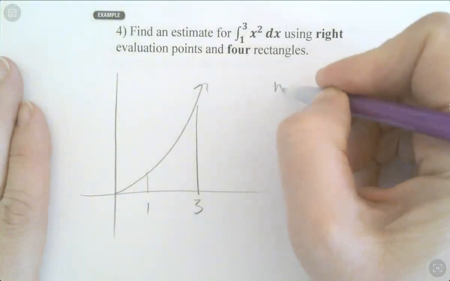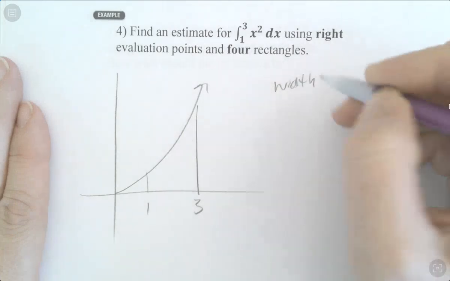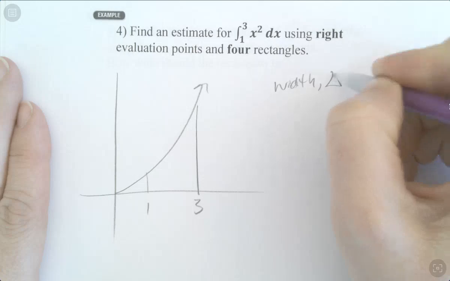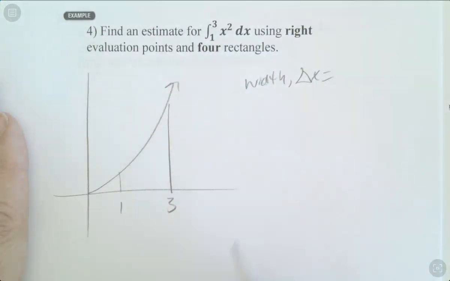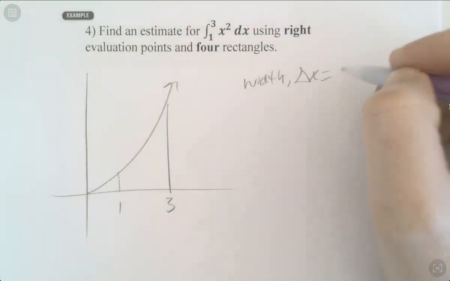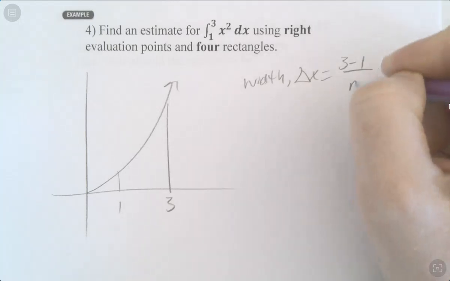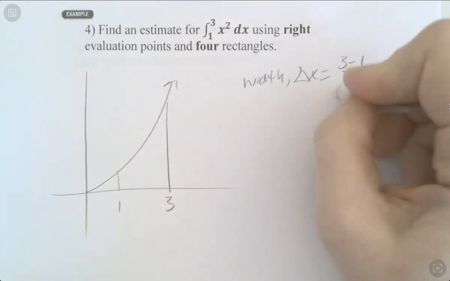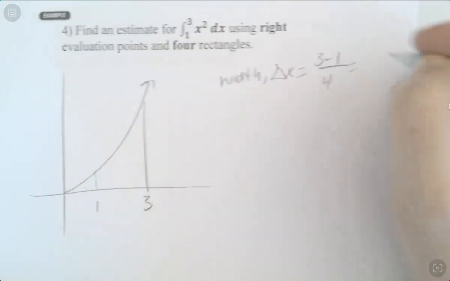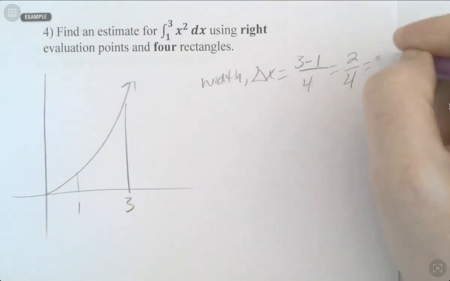So let's talk about the width. Sometimes I like to calculate the width, which is, of course, delta x, before I draw in my divisions of the rectangles. But you could probably figure it out pretty easily. So the width would be the upper bound minus the lower bound divided by the number of rectangles that you have, which is 4. So that's going to be 2 over 4, so it's a half.